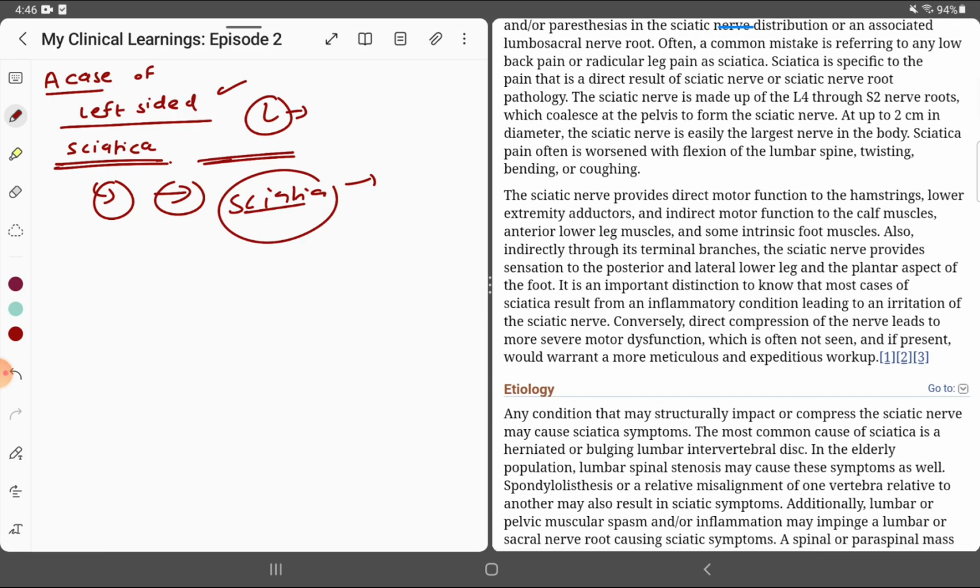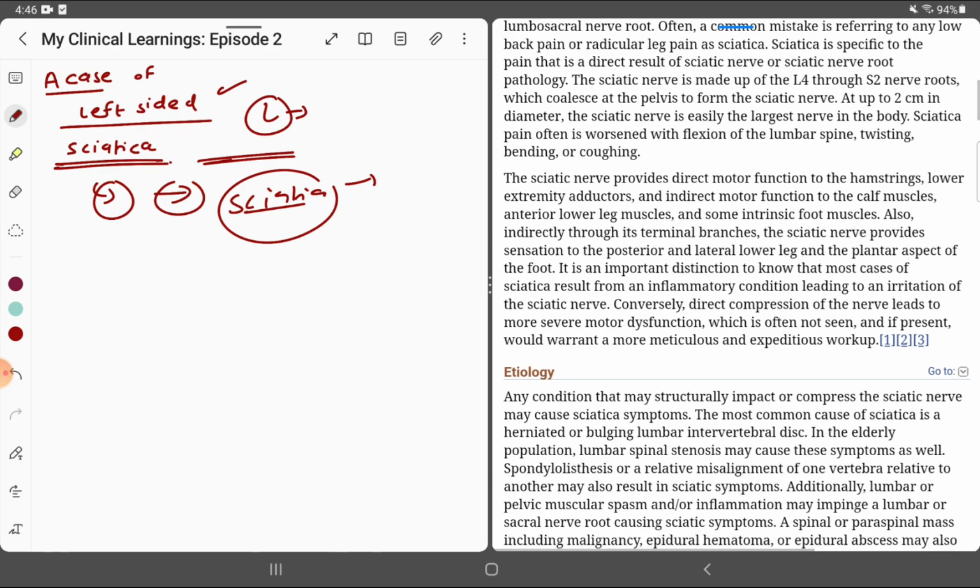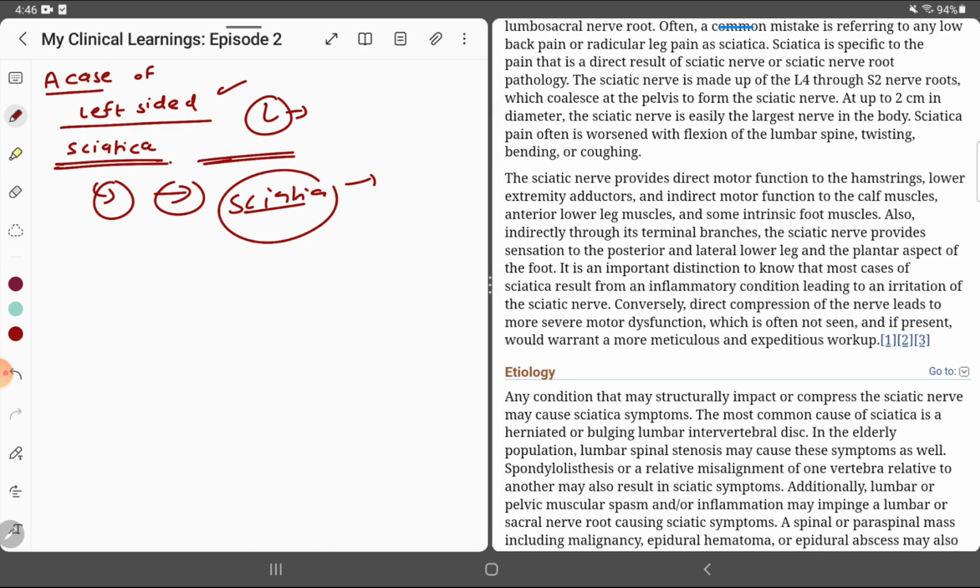The sciatic nerve provides direct motor function to the hamstrings, lower extremity adductors, and indirect motor function of the calf muscles, anterior lower leg muscles, and some intrinsic foot muscles. Also, indirectly through its terminal branches, the sciatic nerve provides sensation to the posterior and lateral lower leg and plantar aspect of the foot. It is an important distinction to know that most cases of sciatica result from an inflammatory condition leading to an irritation of the sciatic nerve.